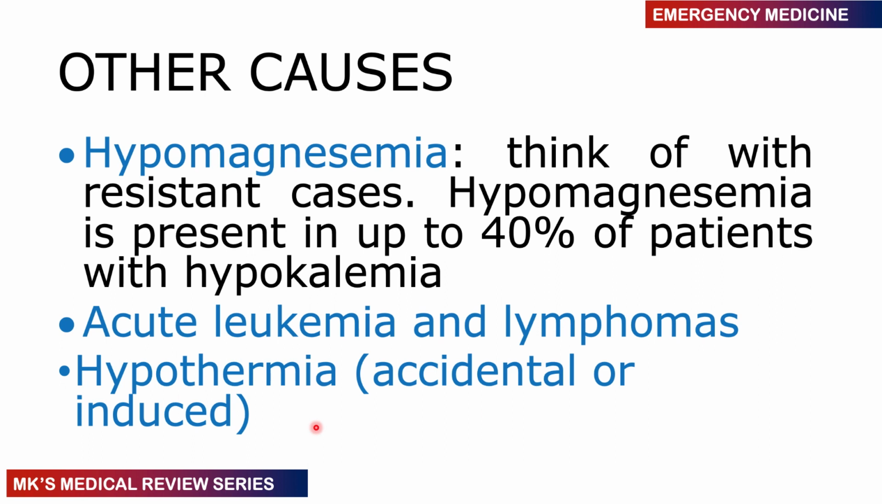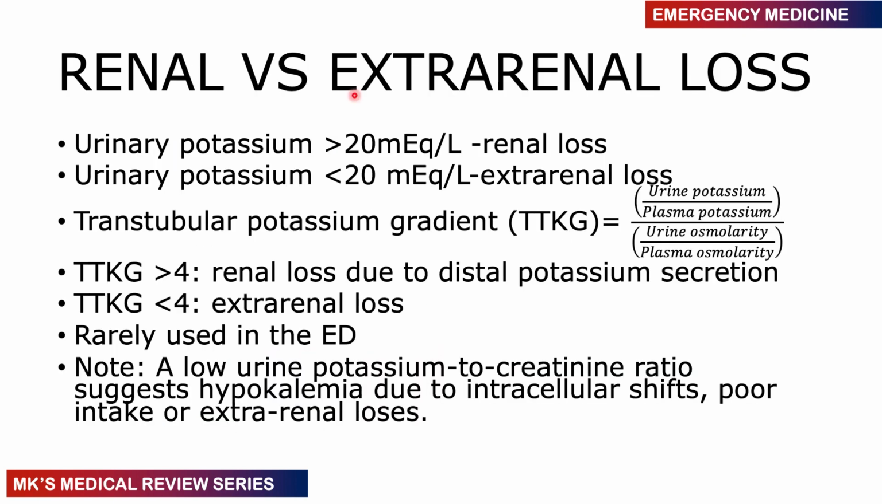You may have those that have acute leukemias and lymphomas, those that have hypothermia. It could be accidental or induced. So this ratio actually helps you determine whether it's going to be a renal loss of potassium or an extra-renal loss of potassium.